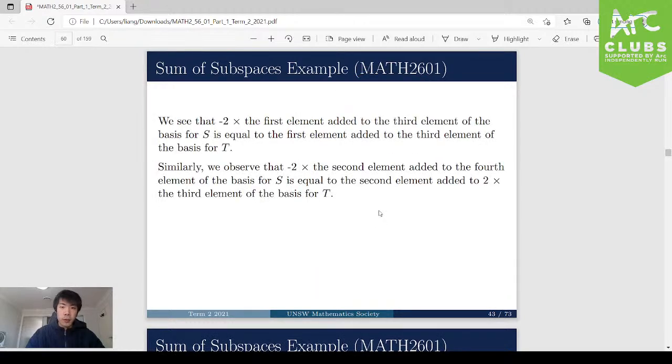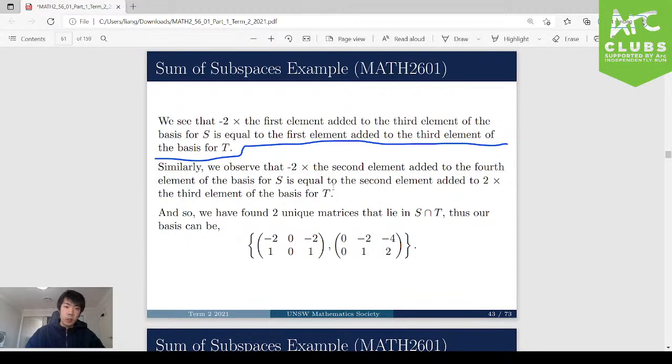And then all we had to do was observe at least one other one, because once we did, we would have 2 different matrices. And since we know that the dimension of S intersection T is 2, these 2 are good enough.